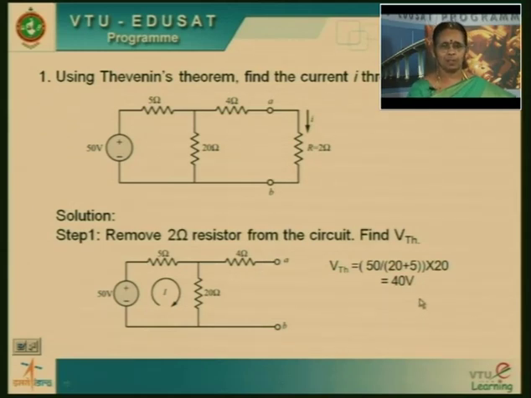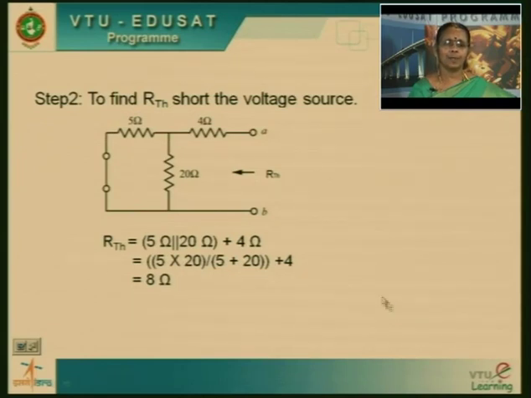So first we removed R, that is 2 ohms, and we also have found out the Thevenin's equivalent voltage here. Next, the second step is to find the Thevenin's equivalent resistance. To find Thevenin's equivalent resistance, you have to look into the circuit from the output terminals, the same thing. So instead of solving it from the left side, you are solving it from the right side. You can just observe that 5, 20 and 4 ohm resistors are there. Once again, you just try analyzing this way.